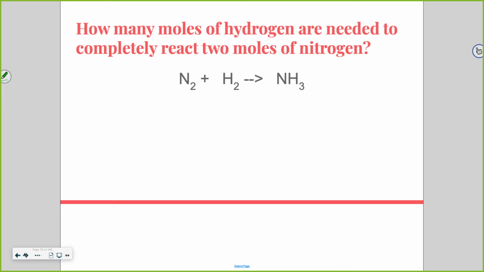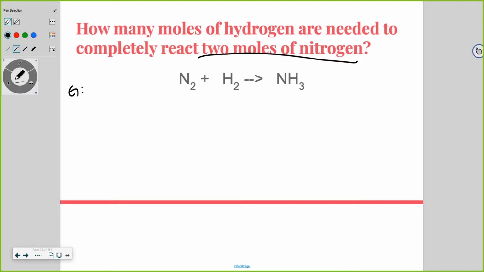All right, let's look at this one. How many moles of hydrogen are needed to completely react 2 moles of nitrogen? What did they give me? 2 moles of nitrogen. Remember, our first step is always to identify what my given and find is. So, N2. If you wonder what nitrogen looks like, look in your formula. It appears with a 2, so nitrogen is N2.